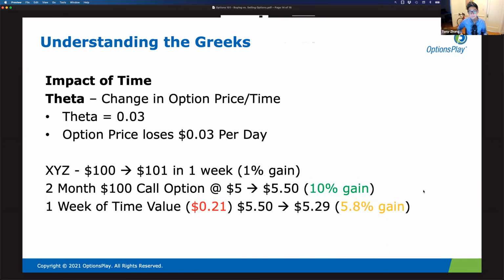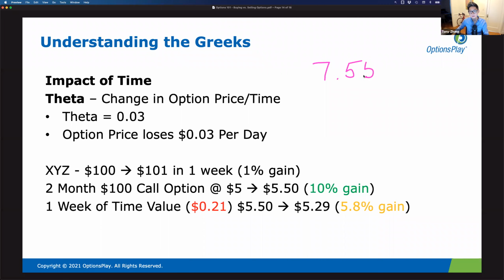The second most important Greek to understand is theta. Time value. Theta gives us a better understanding as to how much premium, how much decay we can potentially have on the option. So if you have a theta of 0.03, that means your option will lose 0.03 cents per day. So before we talked about an option that was $7.55.